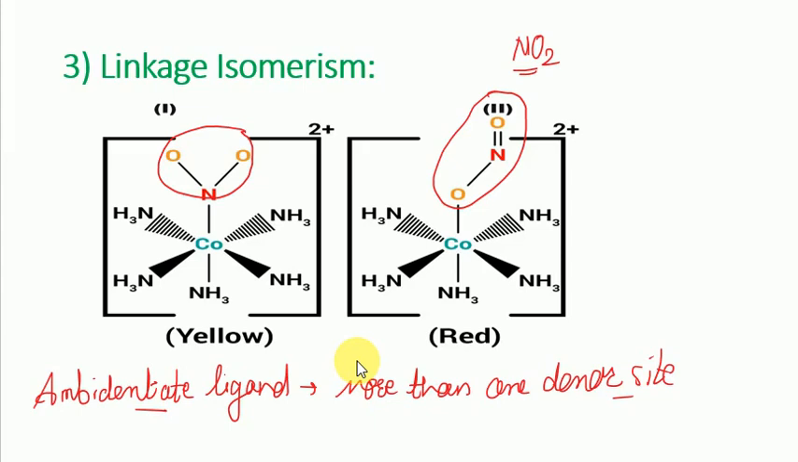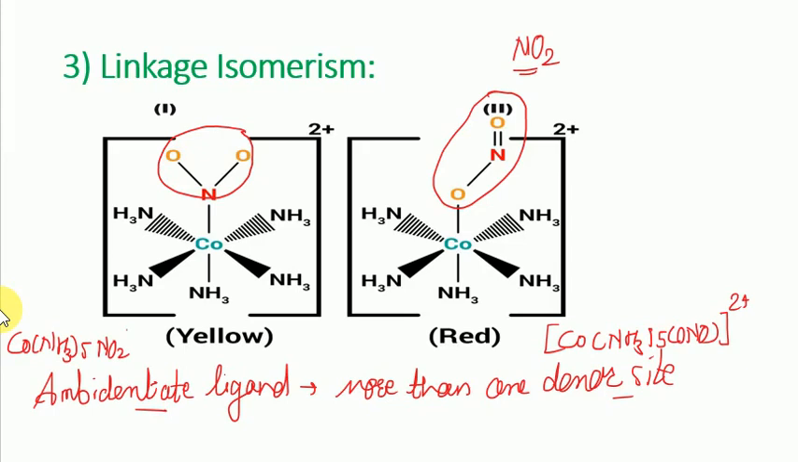Here we can write the formula of these two isomers as cobalt NH3 5 ONO 2 plus, and for the first, cobalt NH3 5 NO2 2 plus. These are the formulas of these two isomers. We can write a number of examples for linkage isomerism.